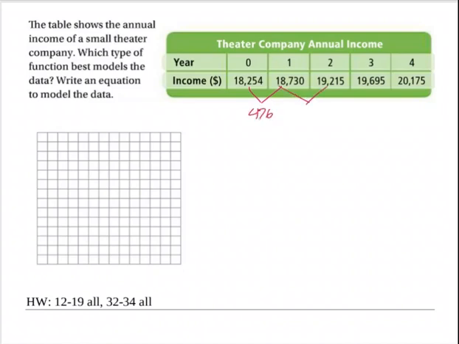Okay, and then how about from here to here? 485. Okay, how about from here to here? 480. We're adding 480. Okay, and then the last one?